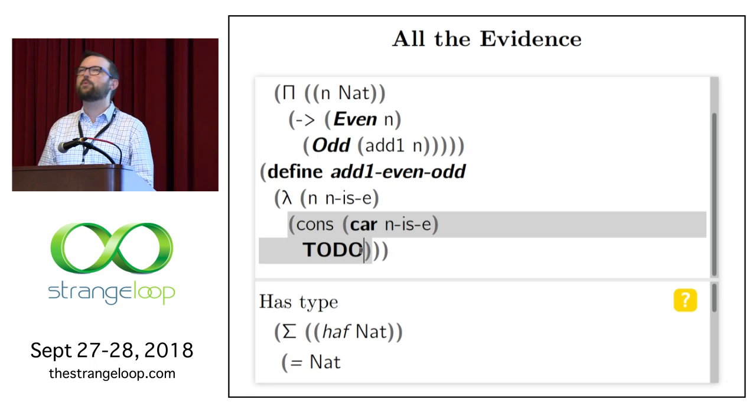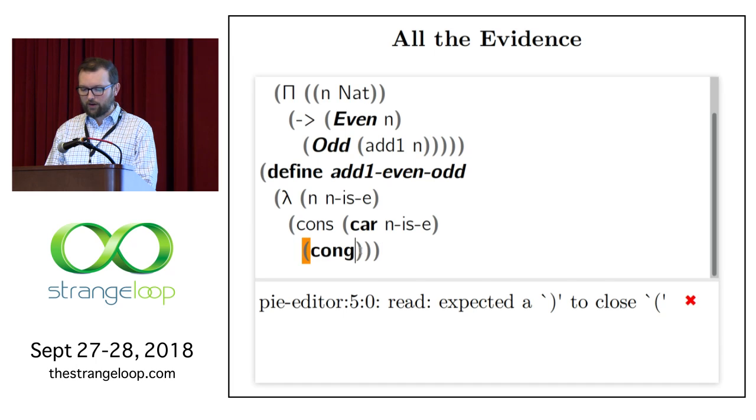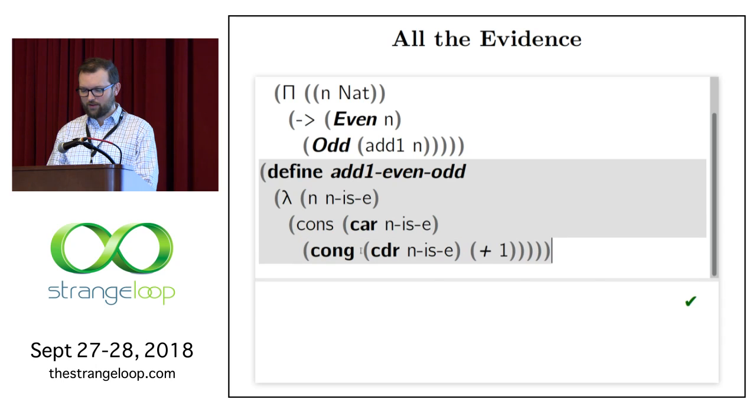Well, we know that doubling car of n is even gives us n, and so we just need to add 1 to both sides of that equation. Doing something to both sides of an equation should certainly be okay, because if 2 things are the same, then nothing can distinguish between them. So we can use an operator called cong. And so cong, we say cdr of n is e, and what are we going to do to both sides of the equation? Add 1. And this works out. So now we've proven that 1 greater than any even number is an odd number.